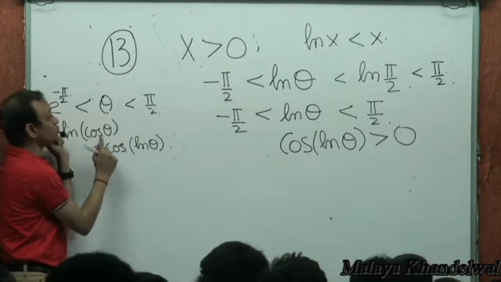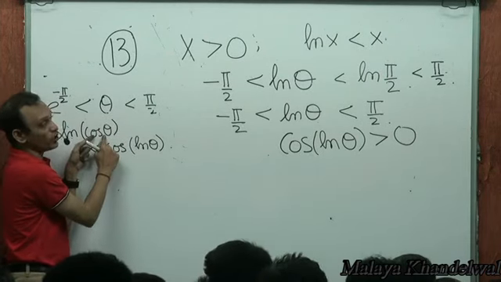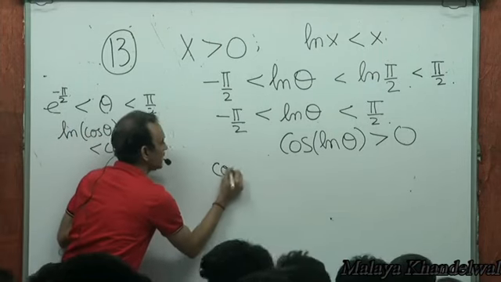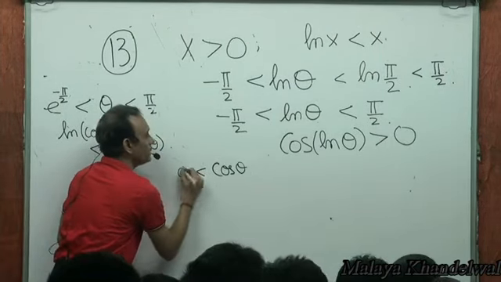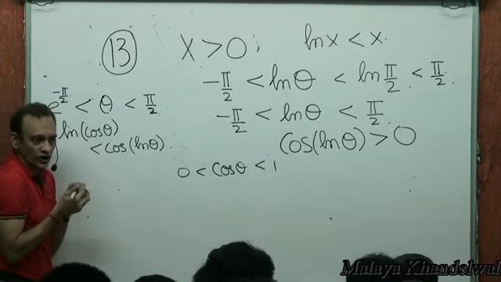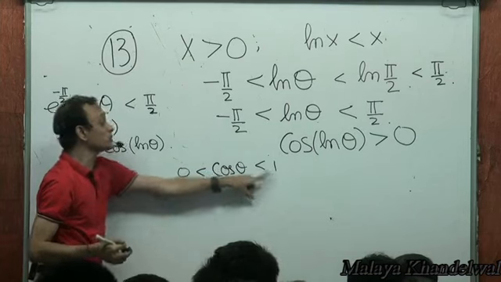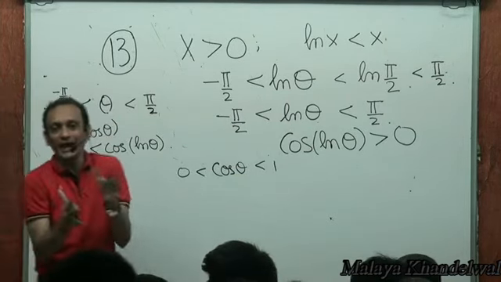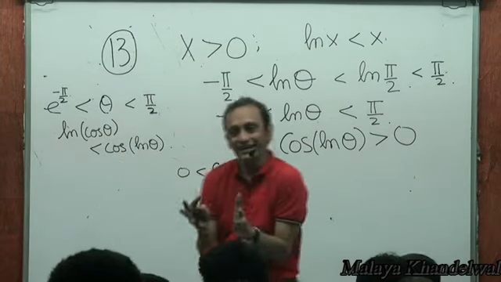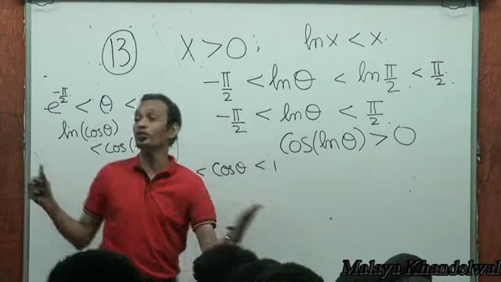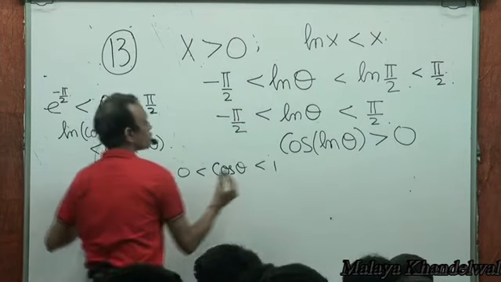So if theta is in the first quadrant, cos theta will always lie between 0 and 1. Isn't it? Cos theta will always lie in the interval 0 to 1, because theta belongs to the first quadrant only. Now if cos theta lies between 0 and 1, log of cos theta will be negative. Log of a number lying between 0 and 1 will always be negative. So if this is a number lying in the interval 0 to 1, log of this number will always be negative.